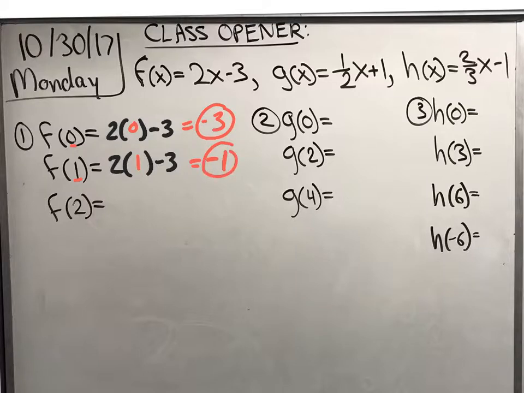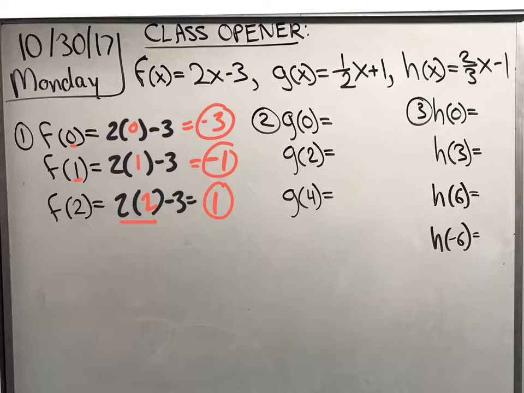That's my output. And for the last one, f of 2, again, I'm using parentheses instead of x. I'm plugging in a 2. And when I plug in that 2, what's my output? 1. Perfect, because 4 minus 3 is 1. And that's it.